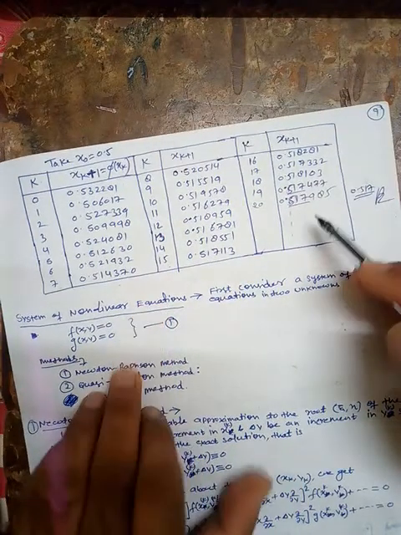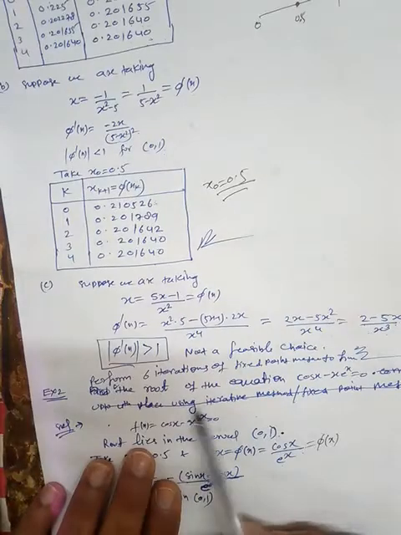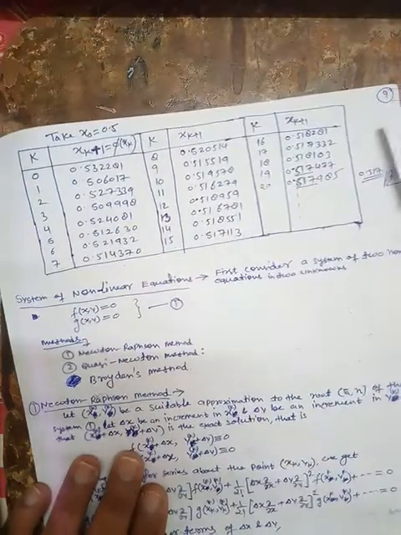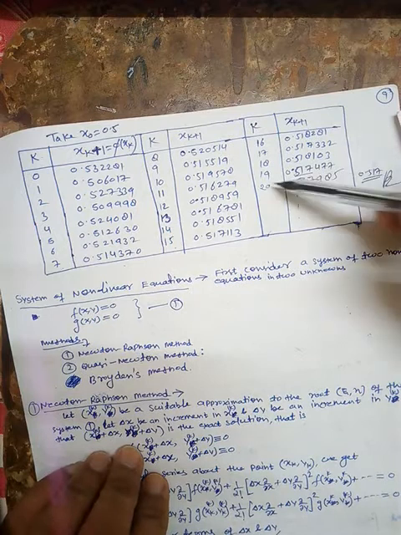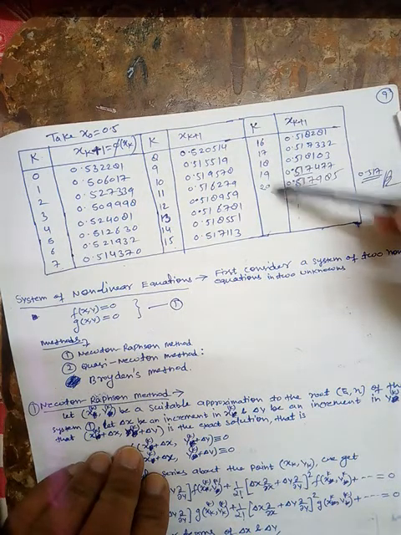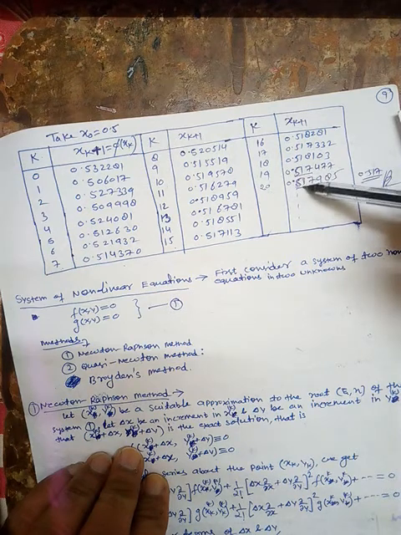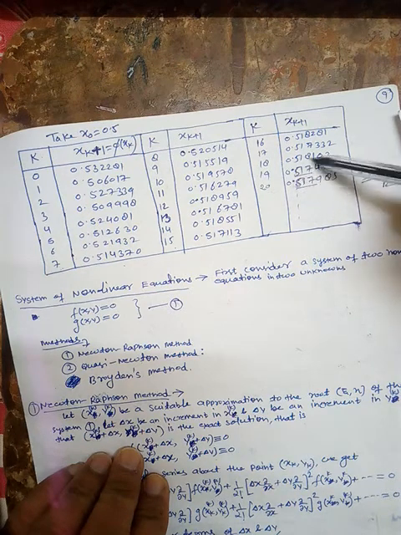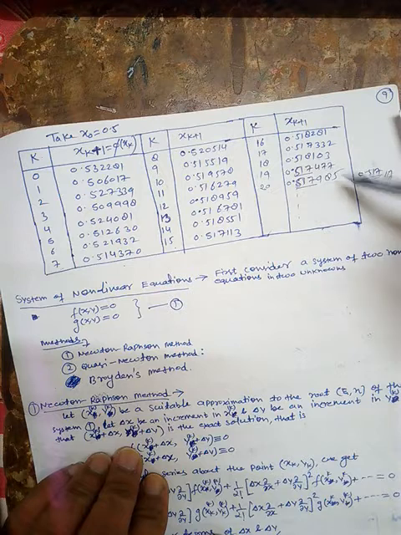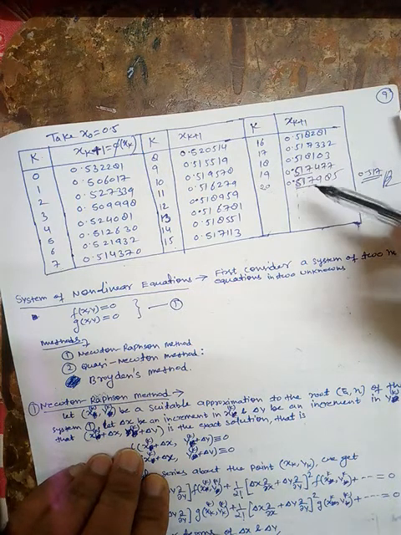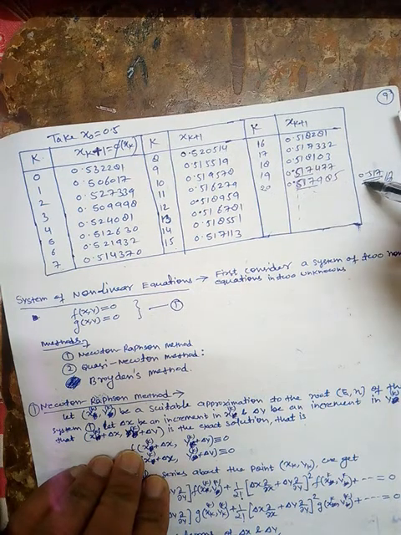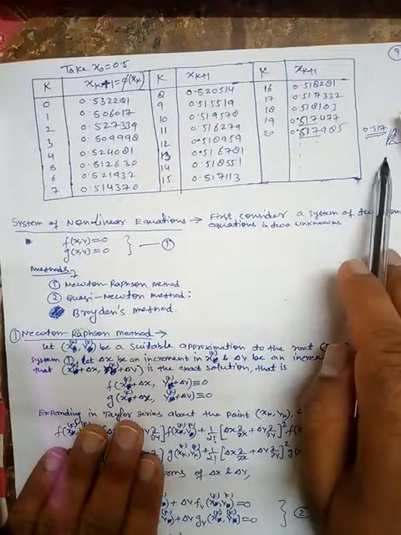So solution is, because we need a solution correct up to third decimal places. After this, 19 and 20, if you compare 19 and 20 here, 0.517, 0.517. So both are same up to third decimal places. That's why this is the solution, which is correct up to third decimal places. Okay, that's why we have stopped it here. This is the reason. So 0.517 is the solution. So this is the successive approximation method.